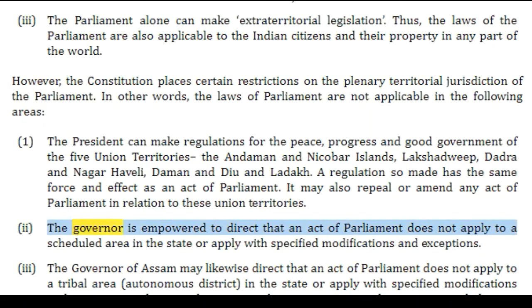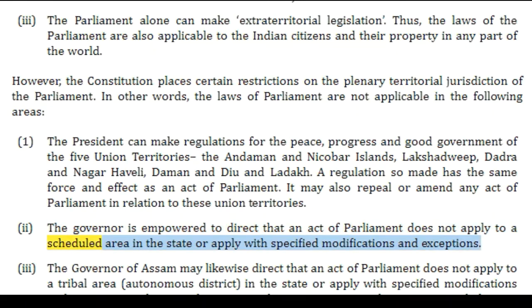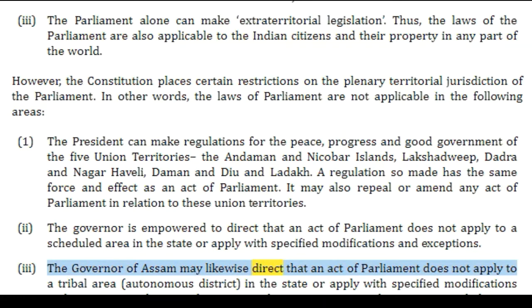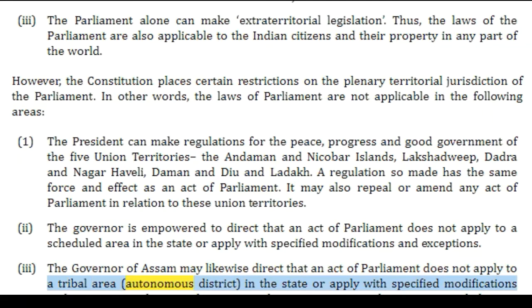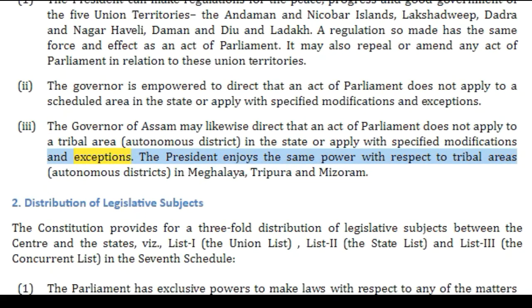2. The Governor is empowered to direct that an Act of Parliament does not apply to a scheduled area in the state or apply with specified modifications and exceptions. 3. The Governor of Assam may likewise direct that an Act of Parliament does not apply to a tribal area (autonomous district) in the state or apply with specified modifications and exceptions. The President enjoys the same power with respect to tribal areas (autonomous districts) in Meghalaya, Tripura and Mizoram.